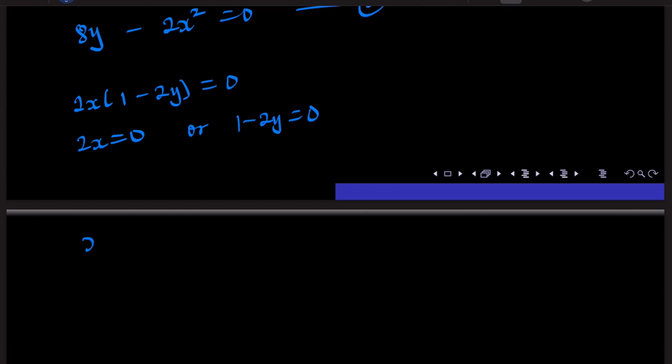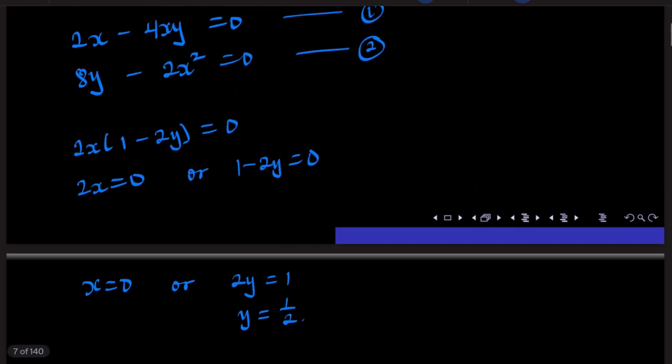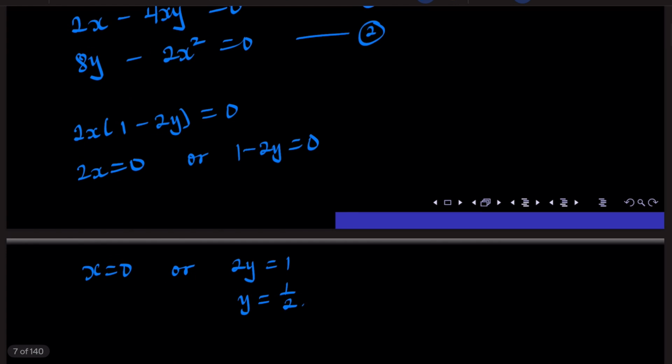Solving this gives x is equal to 0 or 2y is equal to 1. So that's y is equal to 1/2. So we now have a value for x and a value for y. So now here we are going to substitute each of these values into equation 2. So that's when x is equal to 0, what will be equation 2, and when y is equal to 1/2, what will be equation 2.